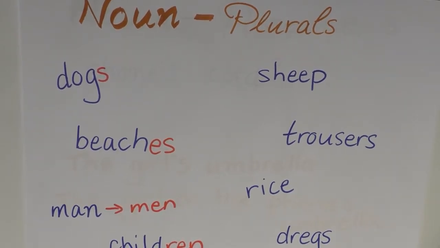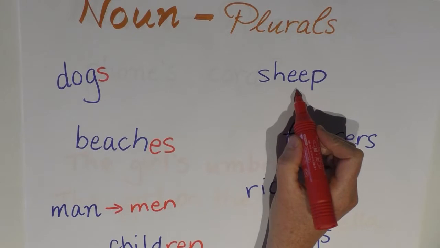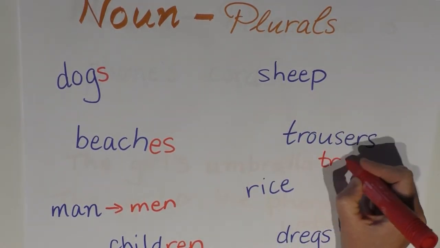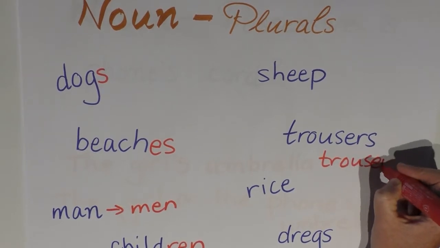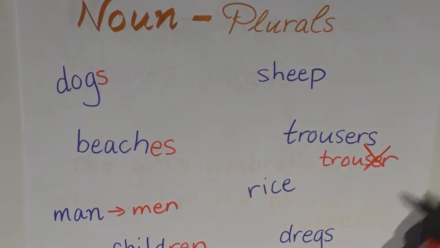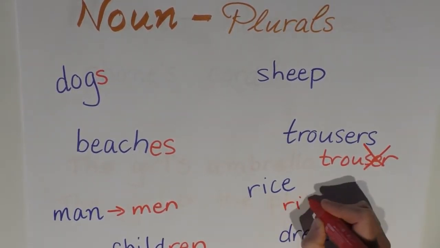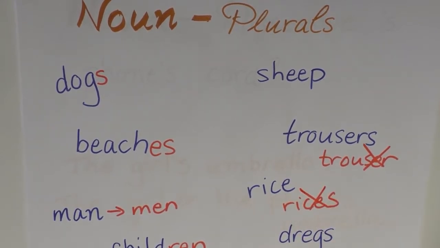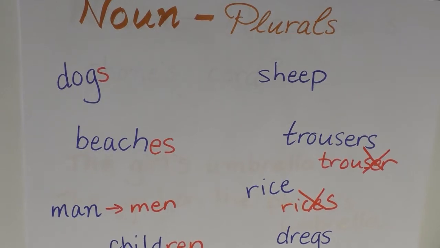But there are of course some irregular forms. It is English after all. So one sheep is still 2 sheep. Trousers don't have 1 trouser. Rice doesn't have plural rices, although you can have different types of rices. And then there is no such thing as a dreg.